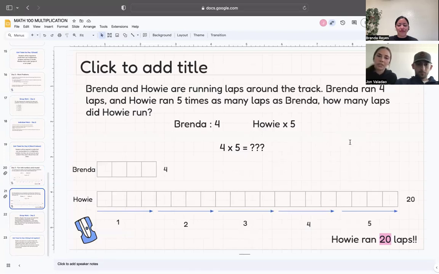This is just another example of the same thing, word problem, bar model. This one says, Brenda and Howie are running laps around the track. Brenda ran 4 laps and Howie ran 5 times as many laps as Brenda. How many laps did Howie run? So this one we probably won't explain as much. Students will be able to figure this out either with their groups, individually, however, but this one will be reviewed with the whole class. Questions can be asked.